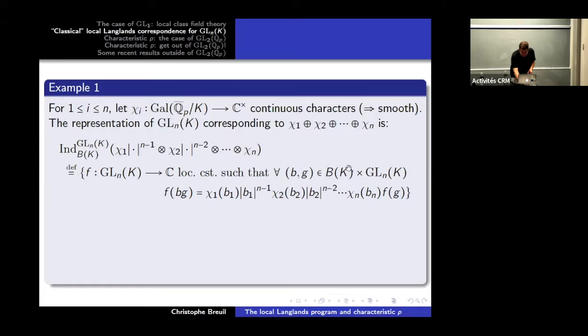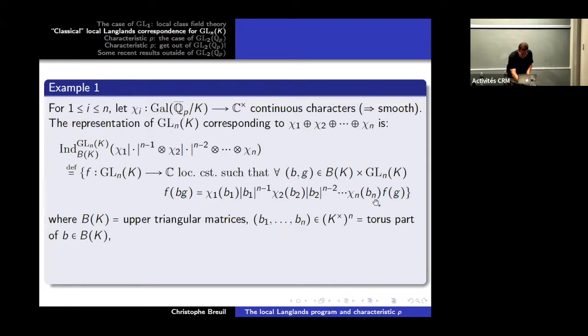So here B of K is a Borel, the upper triangular matrices. Here B1, ..., Bn is the torus part, the diagonal part of your upper triangular matrix. And the functional equation is given here. F of Bg is, so you've got a character of the torus, chi1 of b1 times something that I'm going to explain, n-1, chi2 of b2, and so on, times F of g in C. This is called a functional equation, and you take all these functions satisfying this functional equation.